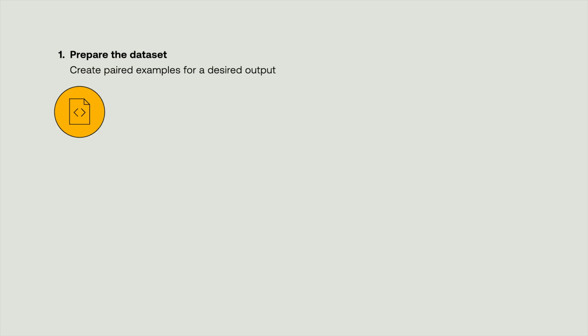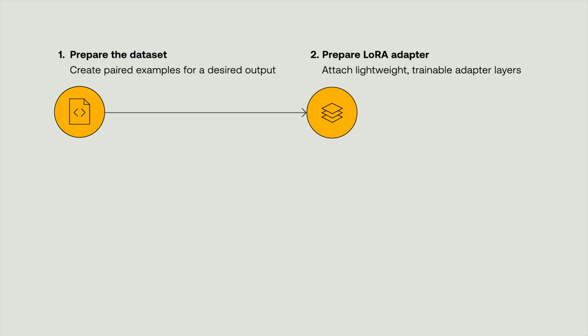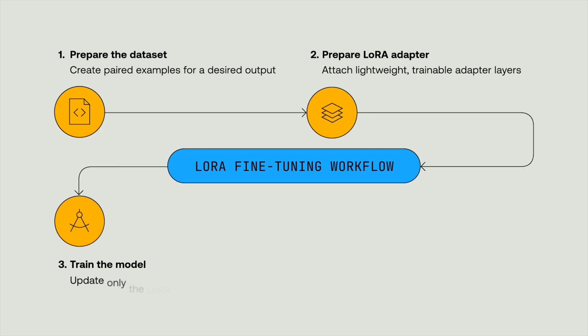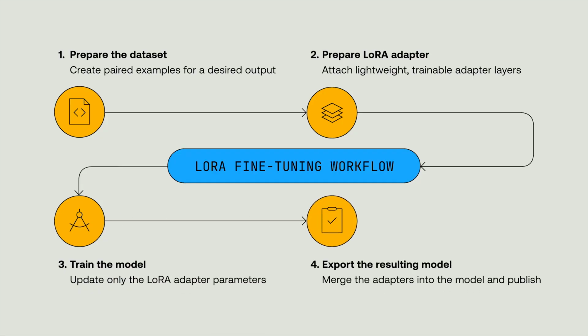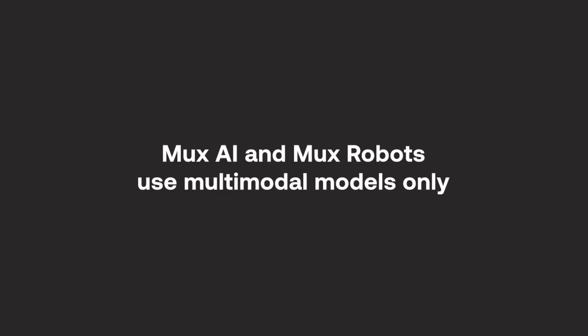Before we continue, let's break down how LoRA fine-tuning works in 4 simple steps. Number 1, you need to prepare your data set. So clean up all that data, get it right, because this is going to help you get your expected output. Number 2, prepare LoRA adapters. Number 3, train the model. And then 4, merge the model adapters into that pre-trained model and publish. Something to note though, Mux AI and Mux Robots both operate using multimodal models only.